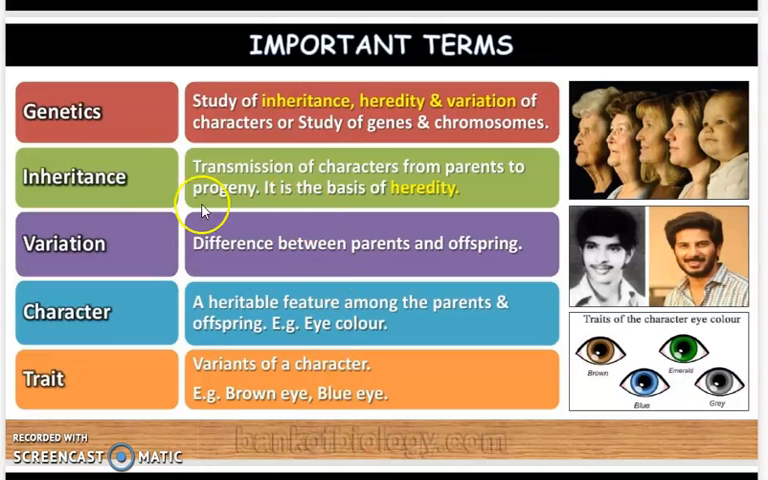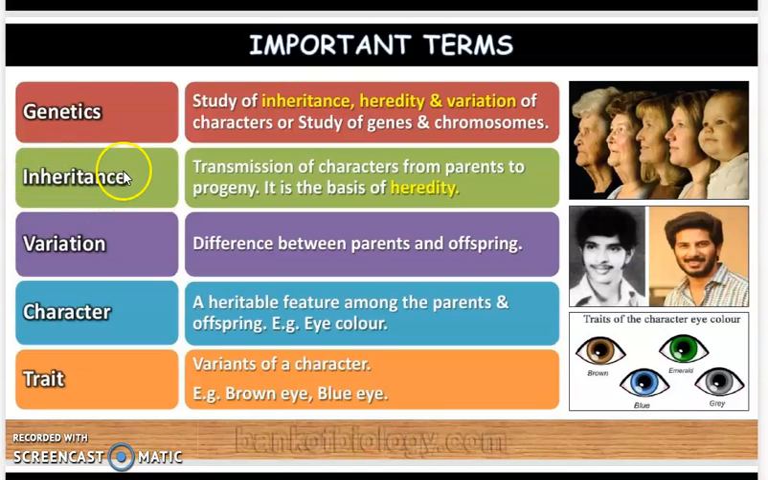The first one is genetics. So what is this genetics? It is the study of inheritance, heredity and variation of characters, or it is the study of genes and chromosomes. So we know that genes and chromosomes are responsible for inheritance, heredity and variation. That branch of biology which studies this is called genetics. Right?